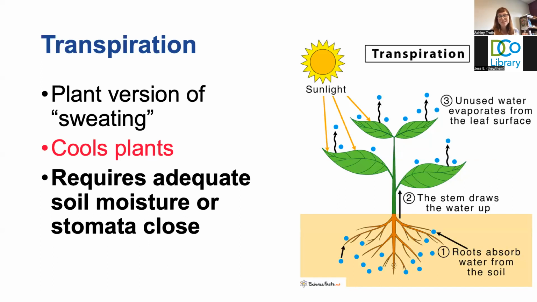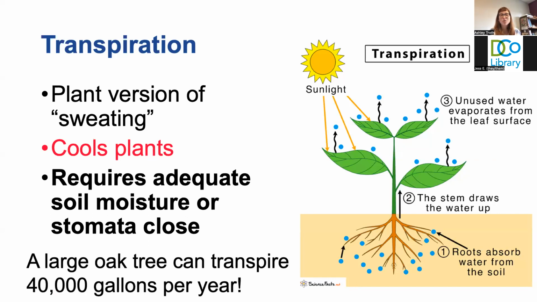Just as a sidebar, just because it's kind of fun, a large oak tree can actually transpire almost 40,000 gallons per year. This is one of the reasons that forested areas are so much cooler than areas without a lot of tree cover, or like downtown where it's really, really concrete. It's because basically all these massive trees are literally sweating and helping to cool the entire surface of the land, which is just kind of awesome and why we should have more urban trees. But transpiration is essential for cooling, and it shuts down when the plant gets too hot.